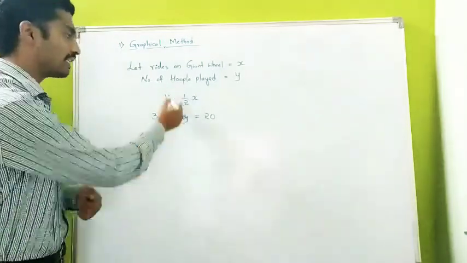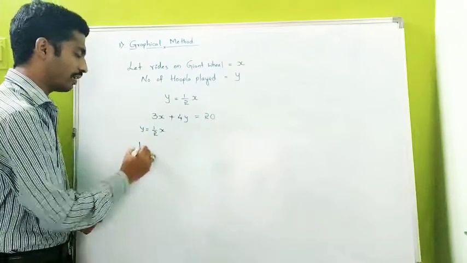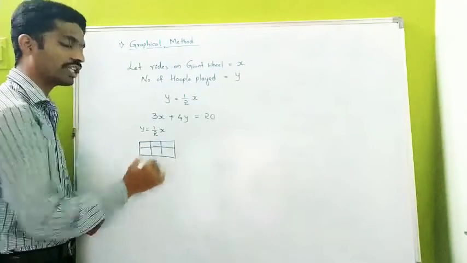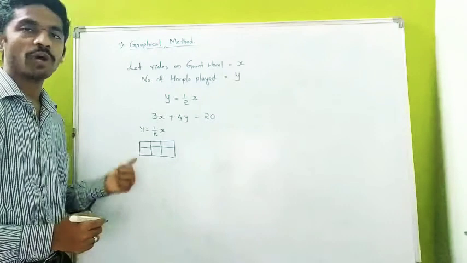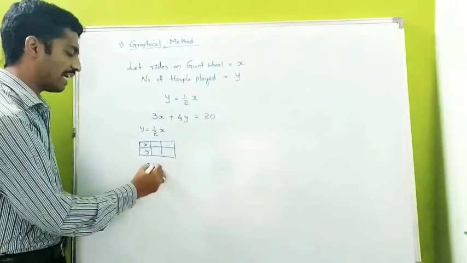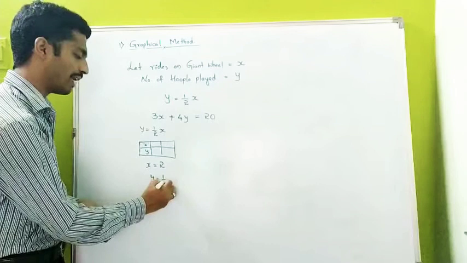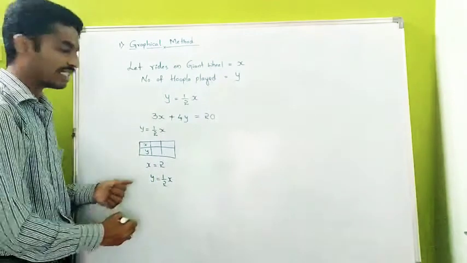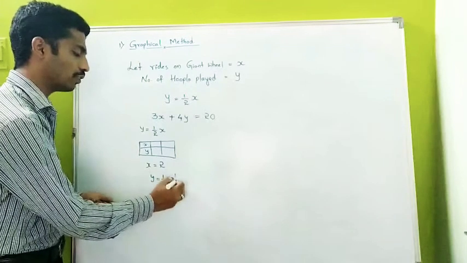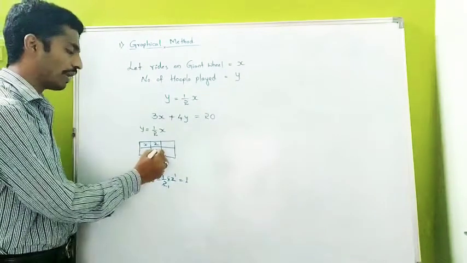So now let's take the first one. Y equal to 1 by 2 x is there. For this, take one solution table. Solution table means writing the x and y values. So I'll take x and y. Let's see, x equal to 2. Then y equal to 1 by 2 into x. What is x? x is 2. So I'll write here 1 by 2 into 2. 2 ones are 2, so our y is 1. So when x is 2, y is 1.